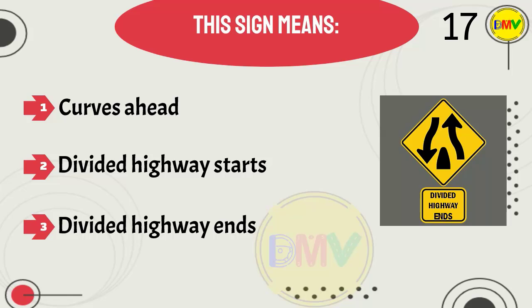Question 17. This sign means: 1. Curves ahead. 2. Divided highway starts. 3. Divided highway ends.